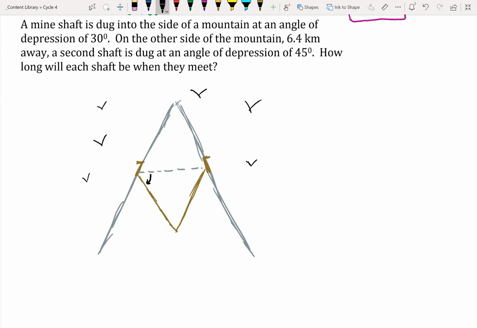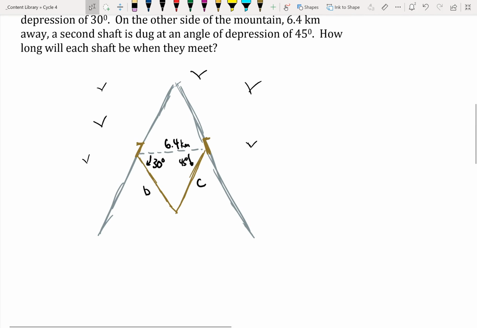So that means this angle is 30 degrees. The other mine shaft going down here, this one is 45 degrees. I know the two mine shafts are 6.4 kilometers apart. And I'm looking for two unknowns. So we'll call this B, we'll call this C. So I'm looking for those two mine shafts, or those lengths.